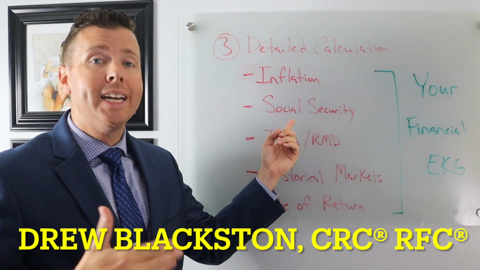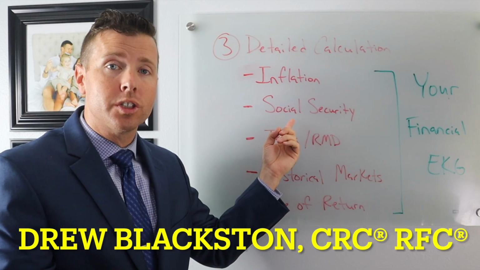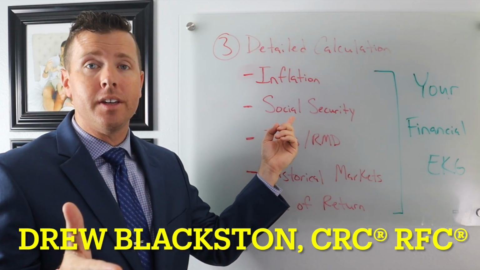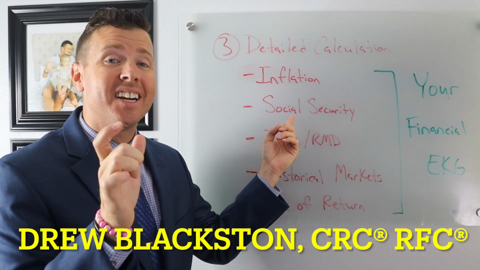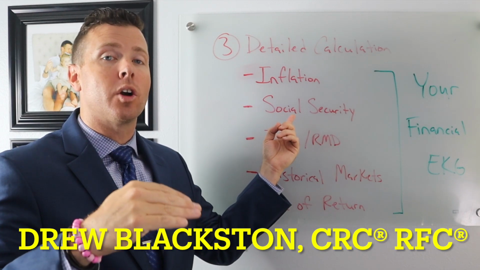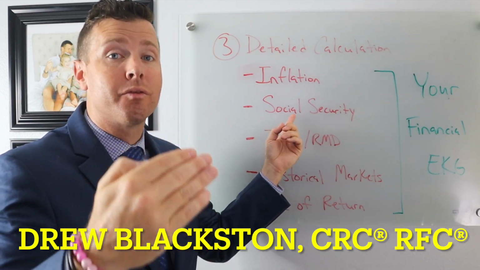Social Security. We need to know, when are we going to claim Social Security? Is it at 62? Is it at 67? Is it 70? How is the cost of living adjustment that Social Security gets every year? How is that going to impact our retirement income and inflation?